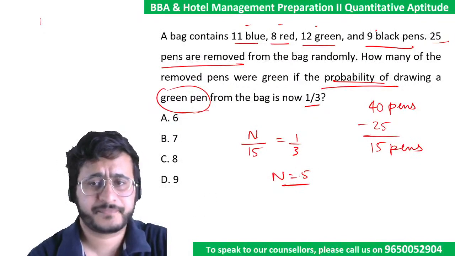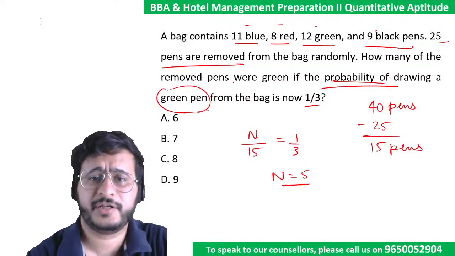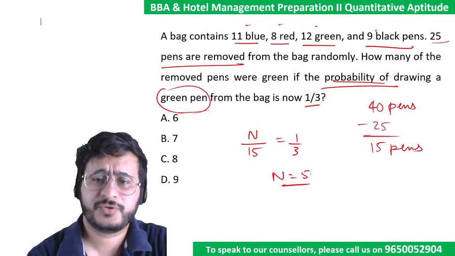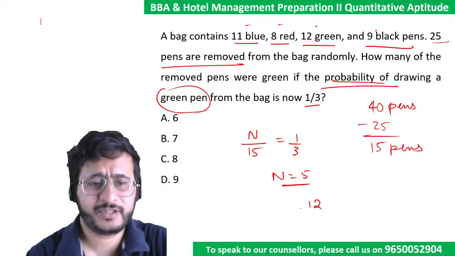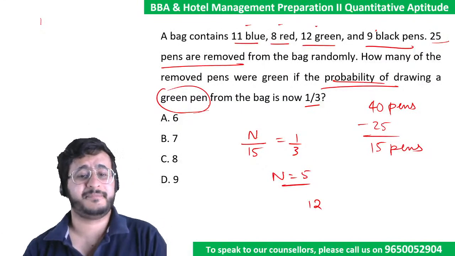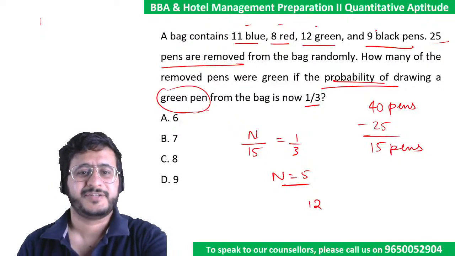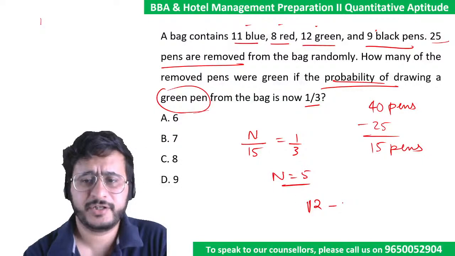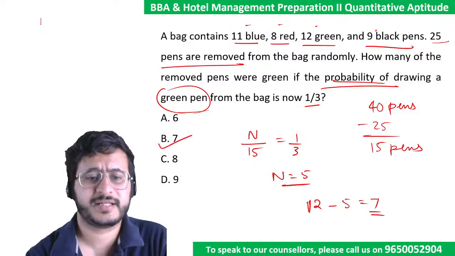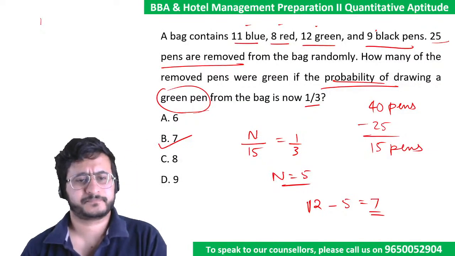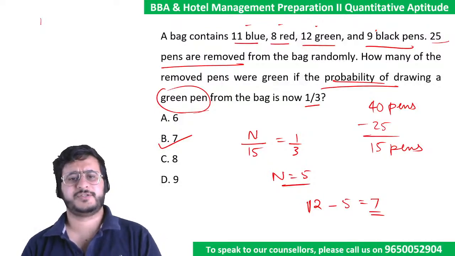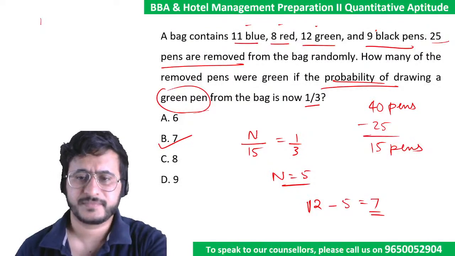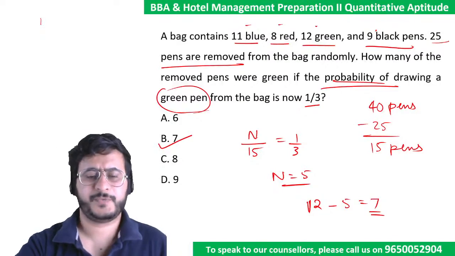But this is not the answer. Now the question is how many of the removed pens were green? Initially there were 12 green pens. Luckily the option is not 5, otherwise some of you might have marked 5 as the answer. So there were 12 green pens, and you are left with 5 green pens. It means 7 green pens were removed. Hence the answer is option B. Okay, so let's proceed to the next question.